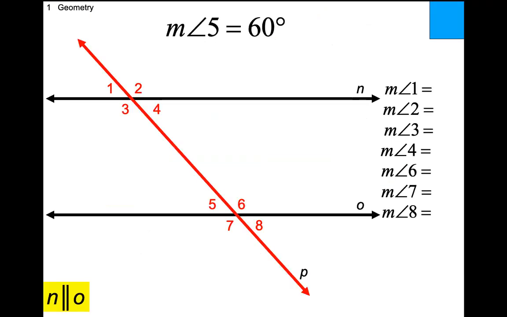I'm going to give you one, and it's in front of you right now. So your job is to figure them all out if angle 5 is 60 degrees. I'll give you a 20-second head start, and then I'll talk you through it. See if you can do the whole thing by yourself.